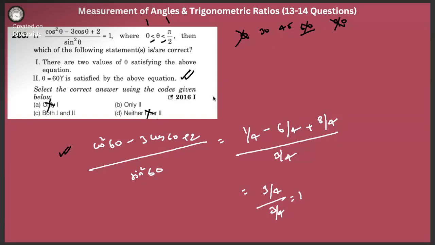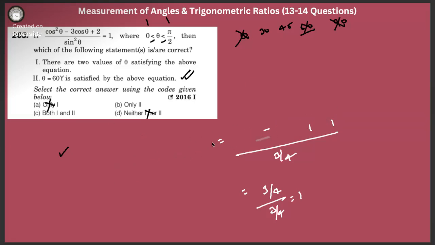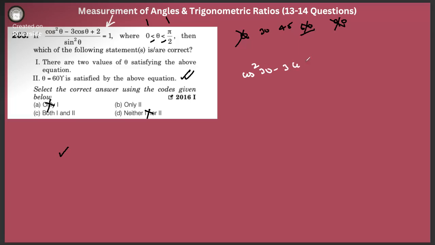Why? Because of 60 and 30, the cos and sine relation, if you have seen closely. Anyways, they are also complementary. So cos 30 is root 3 by 2. Right, guys? I'll just skip a few steps over here. It's clearly visible, isn't it? Cos square 30 minus 3 cos 30 plus 2, divided by sine square 30, should be equal to 1. Now we are checking theta equal to 30.